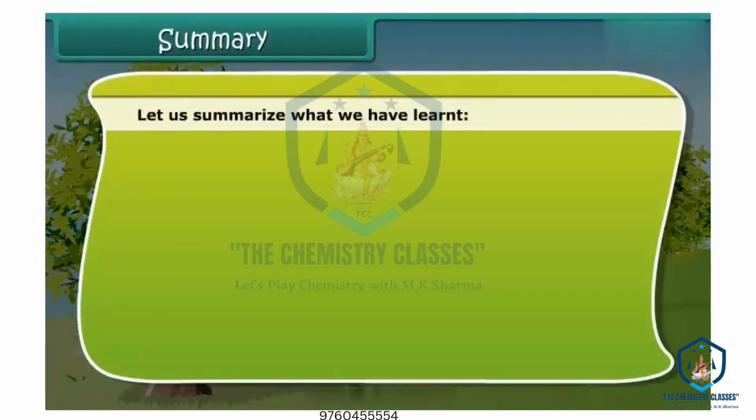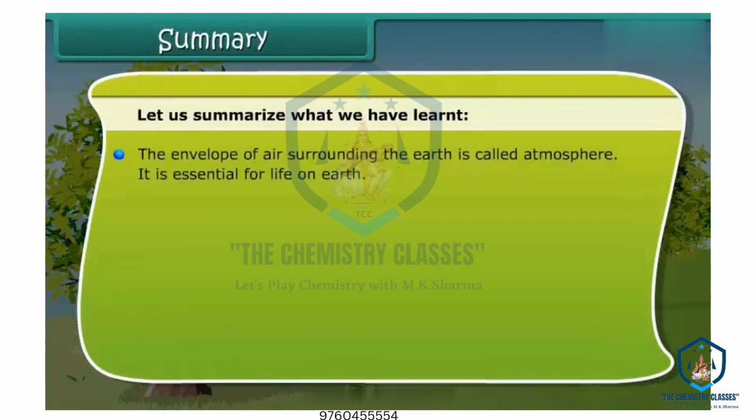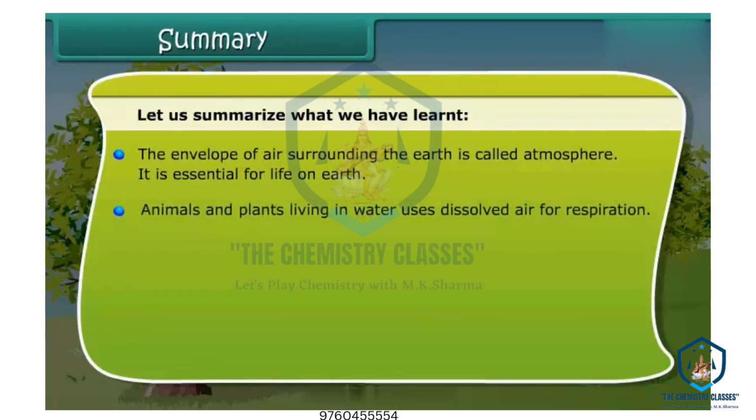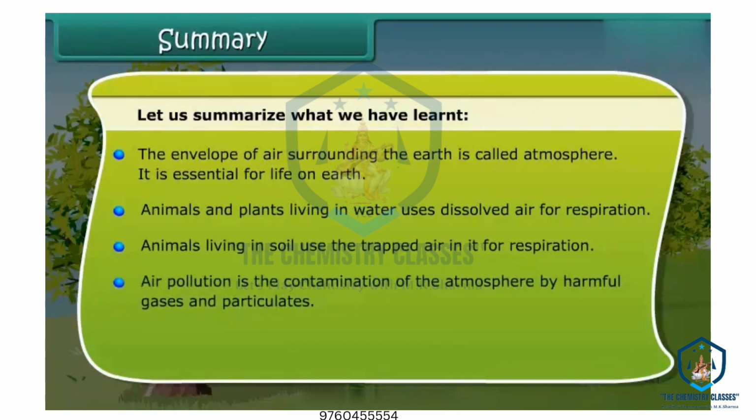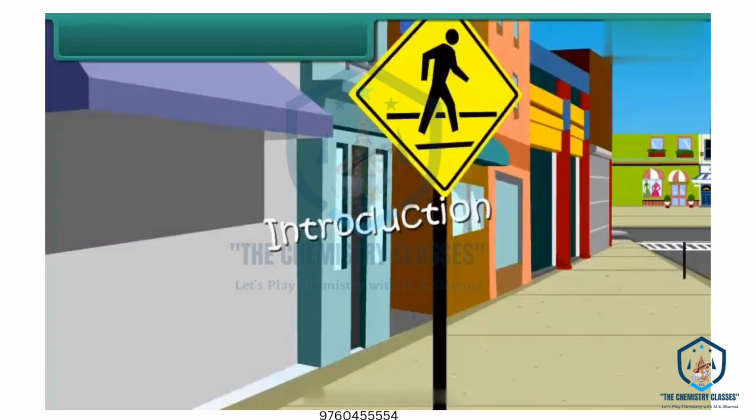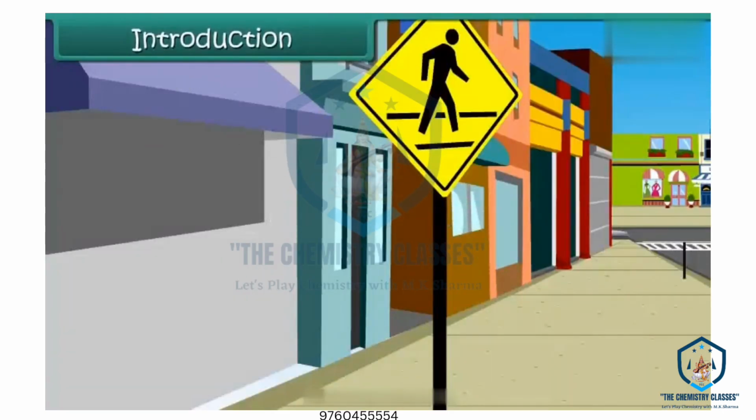Let us summarize what we have learned. The envelope of air surrounding the earth is called the atmosphere. It is essential for life on earth. Animals and plants living in water use dissolved air for respiration. Animals living in soil use the trapped air in it for respiration. Air pollution is the contamination of the atmosphere by harmful gases and particulates.